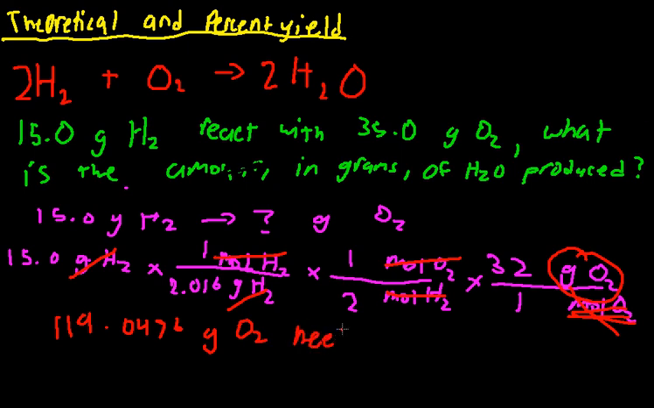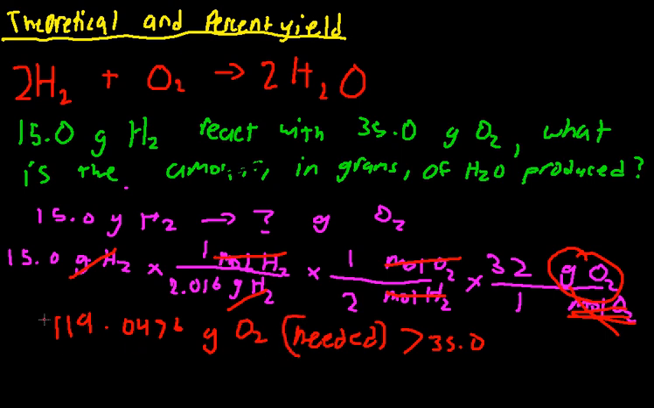Grams of oxygen needed. And that quantity is greater than 35.0. Okay, I'm going to put the "needed" here in parentheses. So we have 119.0476, which we need to round to sig figs, by the way. But I'm going to leave it like that for a minute here.